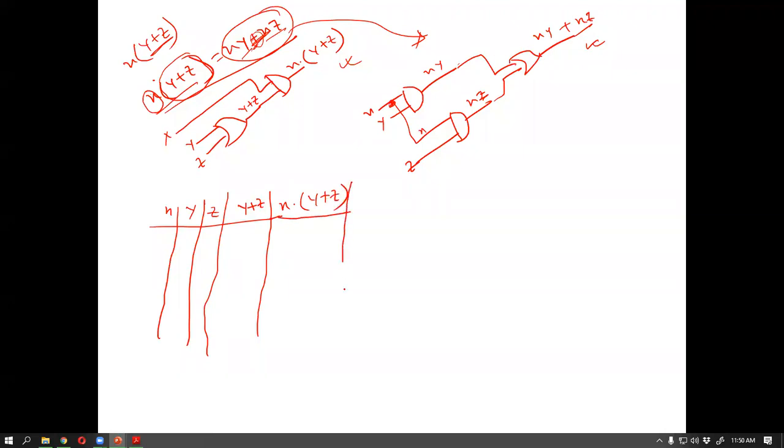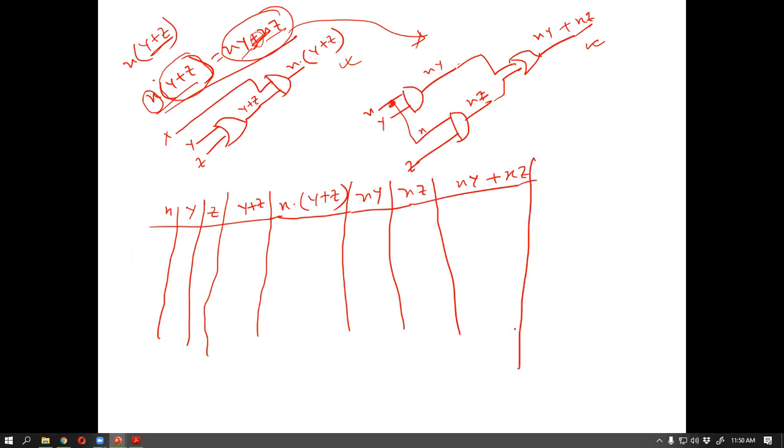Okay? And another, this circuit. At first, this is xy. So, xy is your another output. Another output is xz, okay? xz is your another output. Now, your final output, this xy plus xz. This is your another output. So, if this line and this line, your value is same, your truth table is proved.